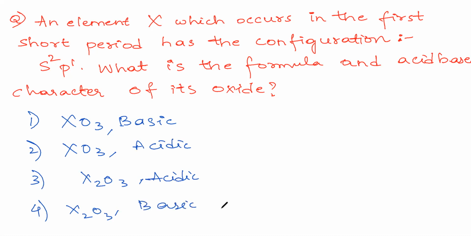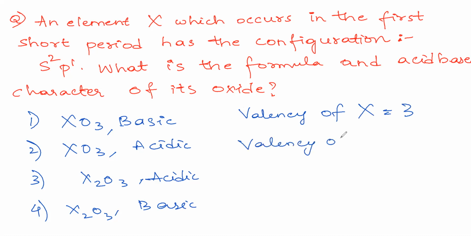You should know how many valence electrons element X has. It has only 3 valence electrons, so the valency of X is 3. We know the valency of oxygen is 2. So by the crisscross method, the formula of the compound is X2O3.